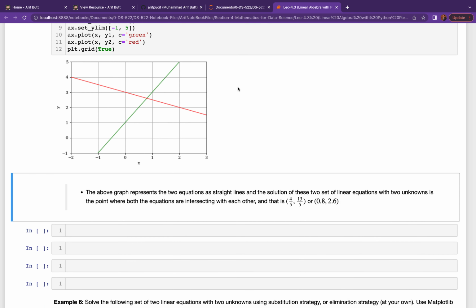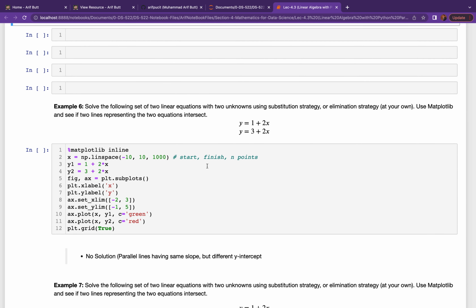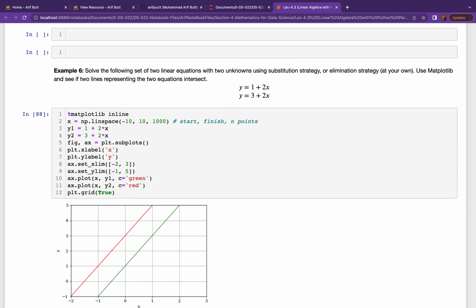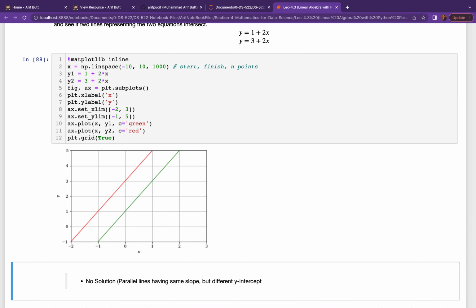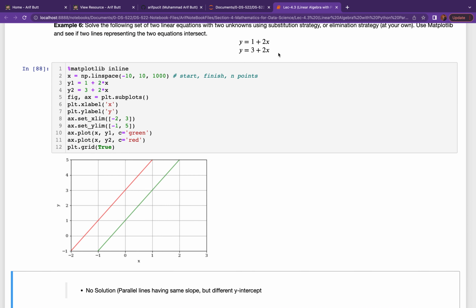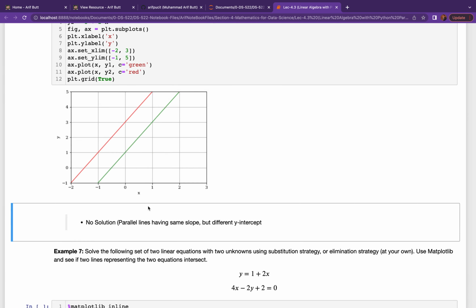Let's see another example, and let me execute the code of this cell. Over here you see the slope is the same in both the equations, that is 2. So the two lines are parallel. That means there is no solution. No solution exists to this system of linear equations because these two lines do not intersect.